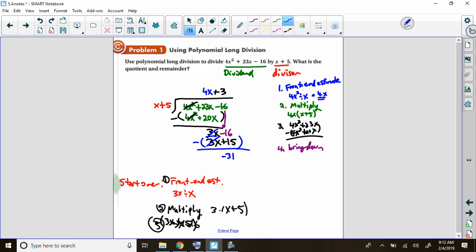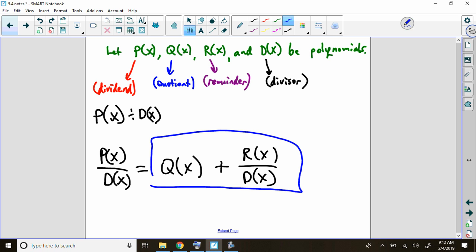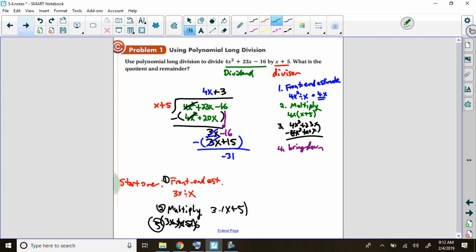So -31 is our remainder. Now, remember, we said P of x divided by d of x equals Q of x plus R of x over d of x. So expressing the answer this way with that remainder as a fraction added to the end, that's kind of important.